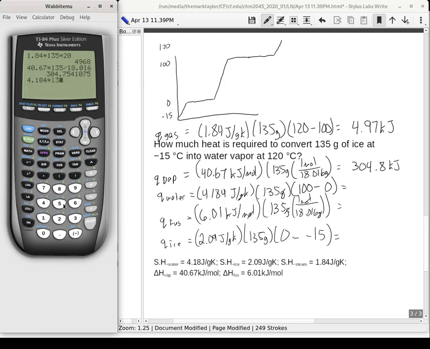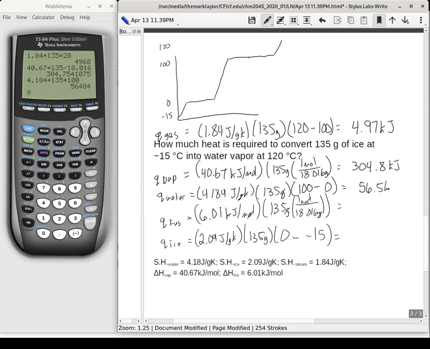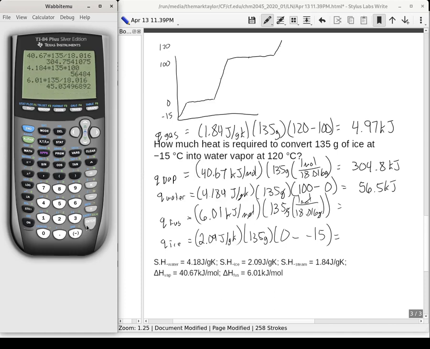Times 135 times 100. This is the energy just to go from 0 degree water to 100 degree water. 56.5 kilojoules. To melt our ice, 6.01 times 135 divided by 18.016 is 45 kilojoules.